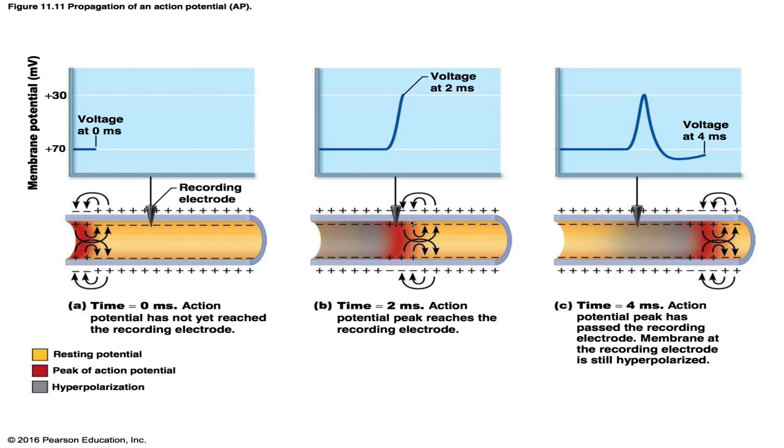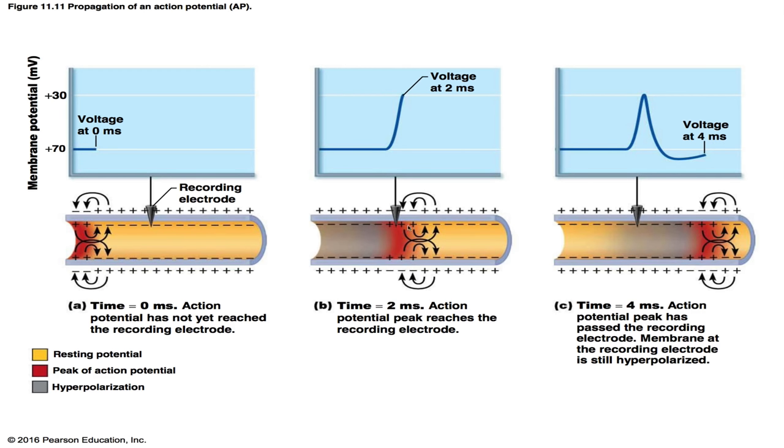And this is what we measured at 2 milliseconds. And then at 4 milliseconds, this process is continuing, guys. So we have these sodium voltage-gated channels throughout the entire length of this axon. As we move forward, this action potential just keeps moving forward. In other words, it's propagating throughout the length of this axon.